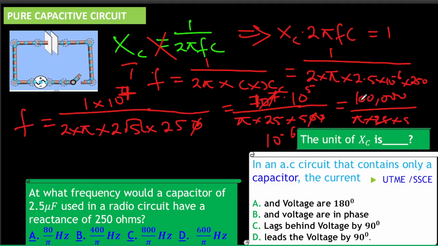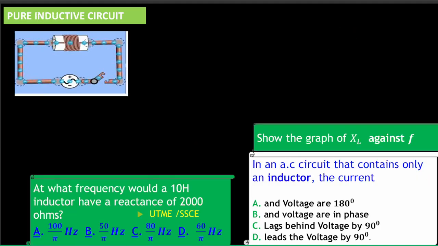25 into here will give us 4. So this is 4,000 divided by 5 here, 1. 5 into 4 to give us 8. So it's 800 over pi. Just take your time and solve. You will get 800 over pi hertz. So the correct option is option C. All right, this is where we are going to end this video.